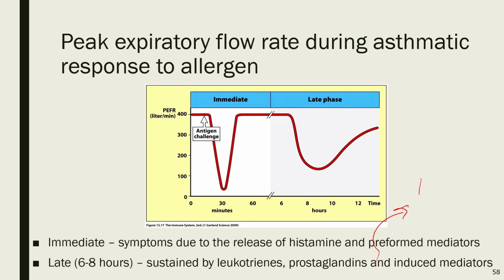So all these things lead to some bronchoconstriction, which limits your airway, and that's why these values, the peak expiratory flow rate, drop. You're not breathing as smoothly as you could.